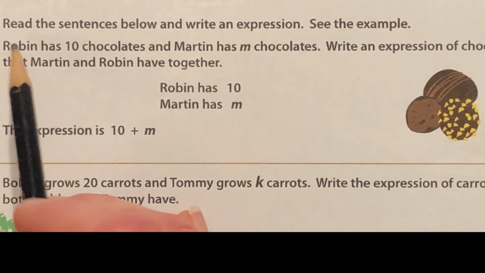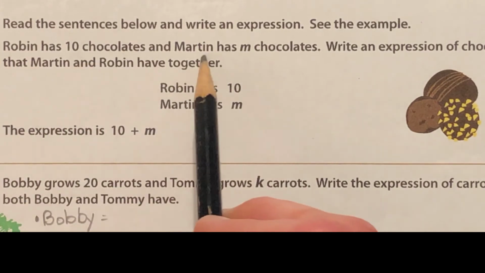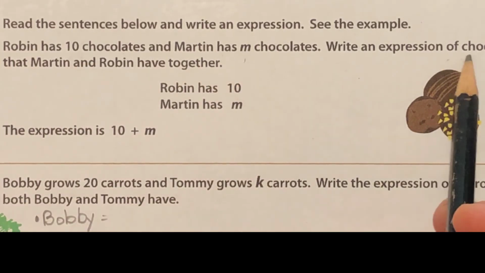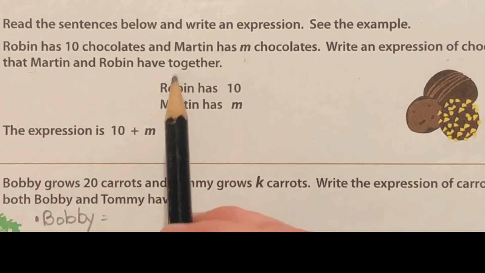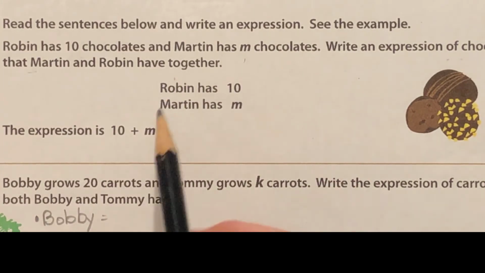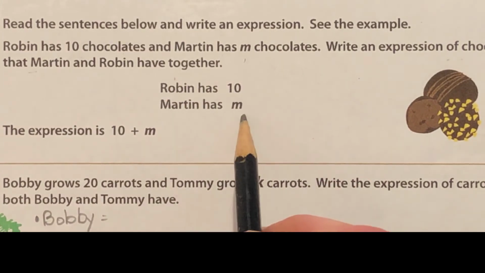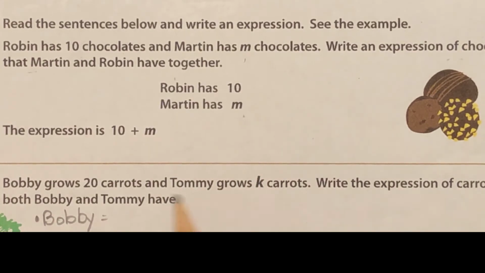Here's an example. Robin has 10 chocolates and Martin has M chocolates. Write an expression of chocolates that Martin and Robin have together. So you identify Robin has 10, Martin has M. If you want to write an expression, how many they have together, well, you have 10 plus M. So if Martin has 8, then they have 18. If Martin has 2, then they have 12. If Martin has 80, then they have 90.